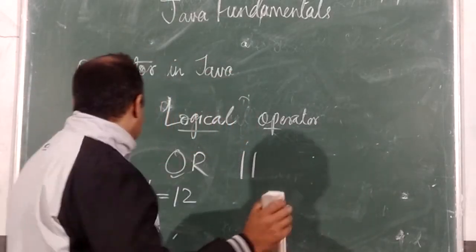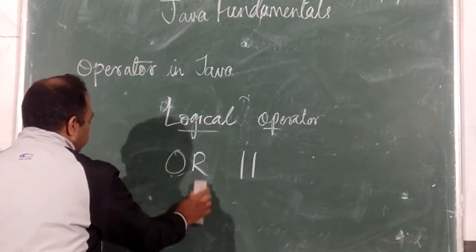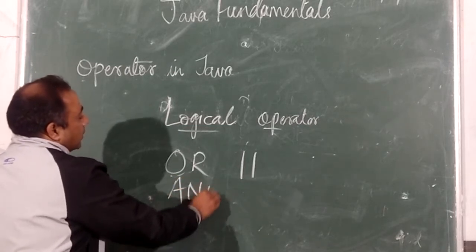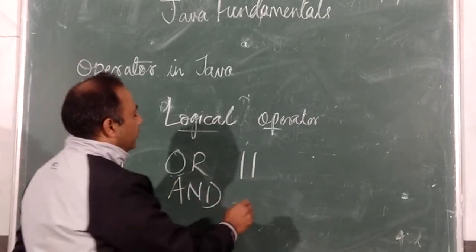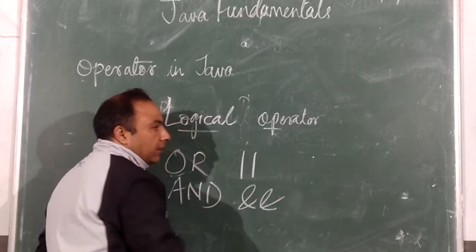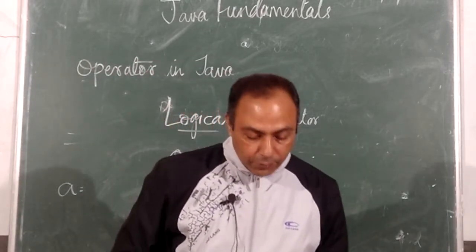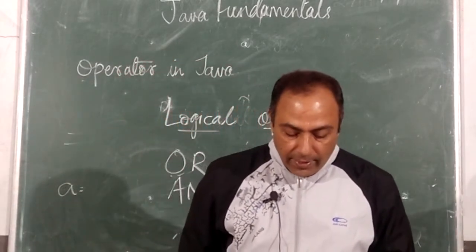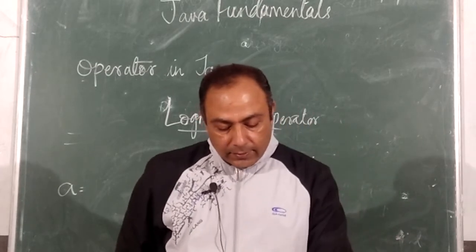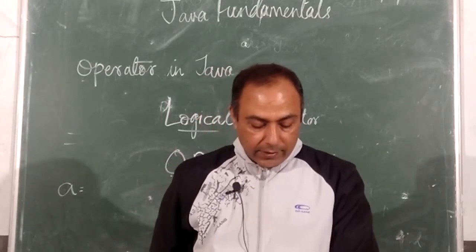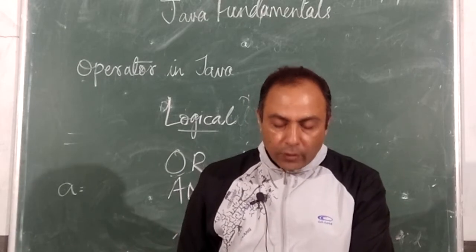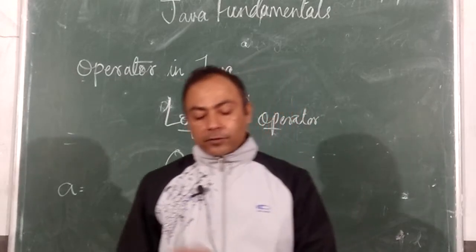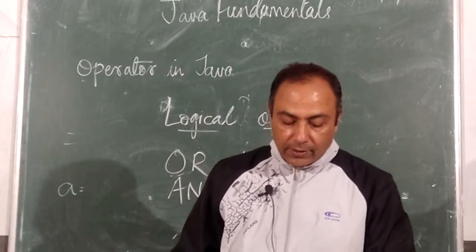In the logical AND operator, we are using two ampersands. If both the expressions are true, then it returns true. So the logical AND operator also combines two expressions into one. The resulting expression has the value true only if both of the original expressions are true. When both the expressions are true, then it returns the true value.